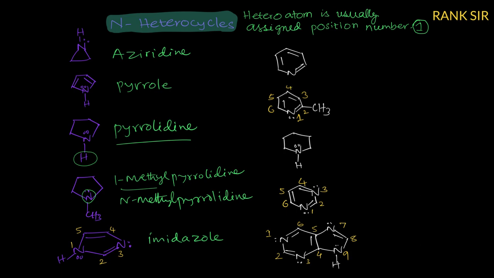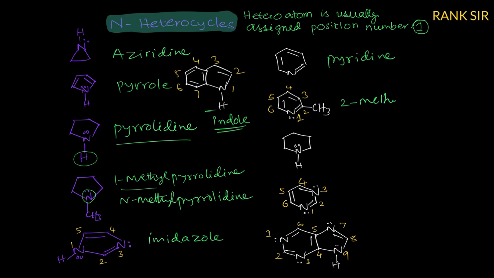Then the next one is another heterocyclic compound. This is somewhat important, that's why I am writing it here now. Its name is indole. These are frequently used in competitive examples, so I am writing them here. And this is called pyridine. This is the first number, and the second number means this is called 2-methyl pyridine. Next one is called piperidine.